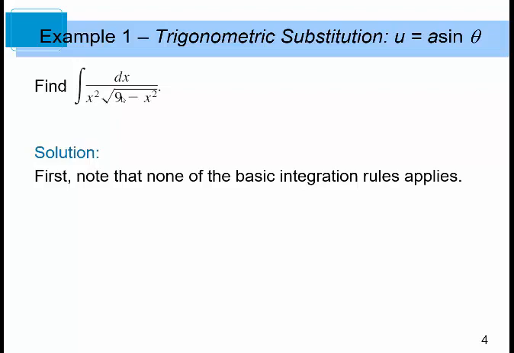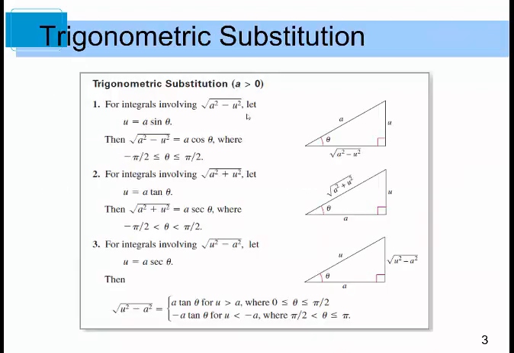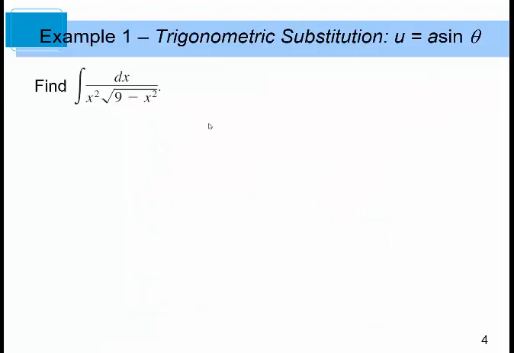I see the square root of 9 minus x squared. Well, that kind of looks like this integral right here. The square root, 9 is the same thing as 3 squared minus u, which is just x squared. So it's this one right here. Well, our u is x. So what that means is we're going to use x is equal to a sine of theta. And a here, remember, it was 9, so that's 3 squared, so a is 3.